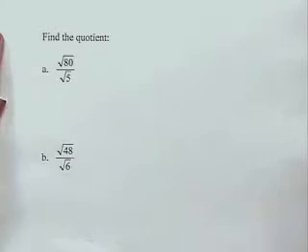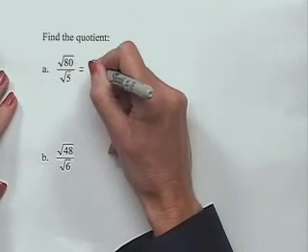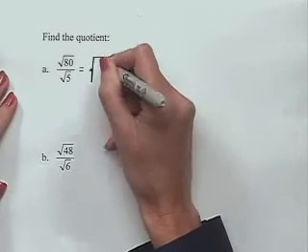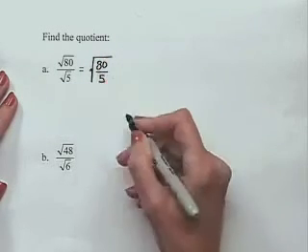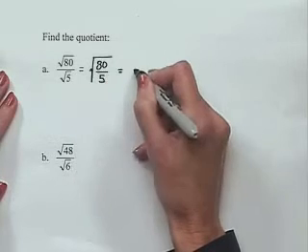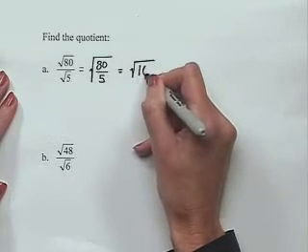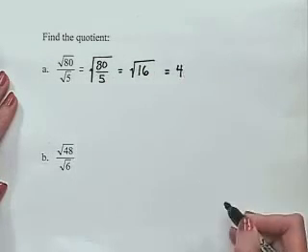In our next problem, we're going to look at division of radical expressions. Find the quotient. In part A, we have square root of 80 divided by square root of 5. We're going to begin this problem by rewriting this as a single radical expression where we have the fraction 80 divided by 5 underneath the square root. Next, we can go ahead and divide 80 by 5. That gives us a value of 16. The square root of 16 then equals 4.